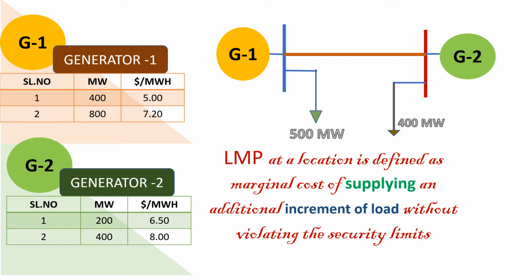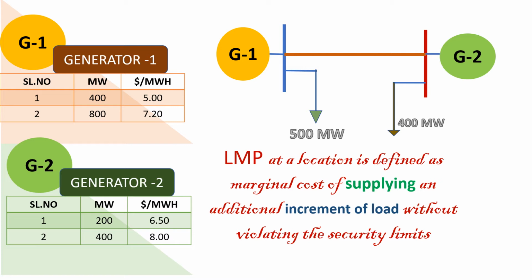generator 2. For generator 1 supplying 400 megawatts of load, the cost of generation is $5 per megawatt hour, and for the same generator if it wants to supply 800 megawatts, the cost of generation is $7.20 per megawatt hour. Similarly for generator 2, for 200 megawatts it is 6.5, and for 400 megawatts it is 8.